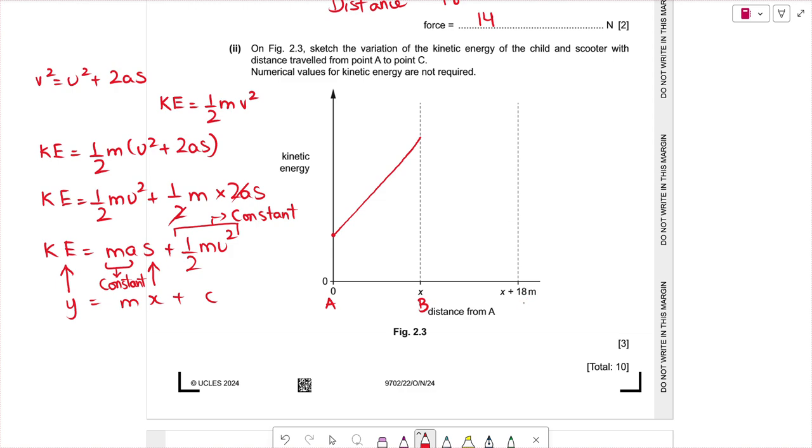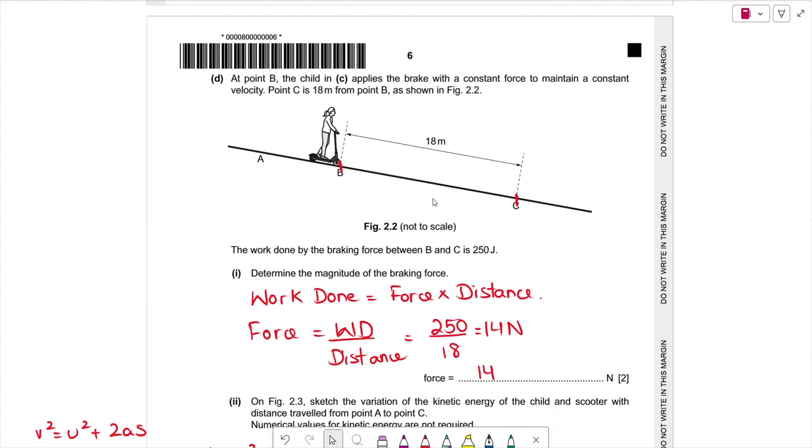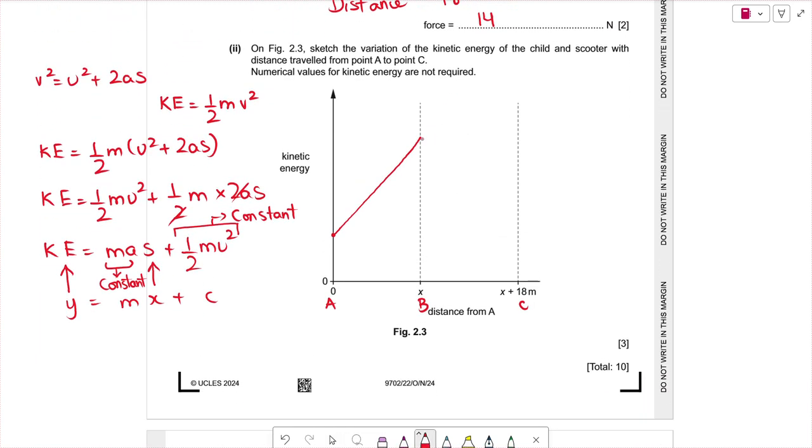Now from B to C, the child applies the brake with a constant force to maintain a constant velocity. So B to C has a constant velocity. If she has a constant velocity, her kinetic energy will also remain constant. From B to C, we have a horizontal line. So kinetic energy stays constant from B to C. From A to B, the kinetic energy increases with the increase in distance and it increases uniformly.